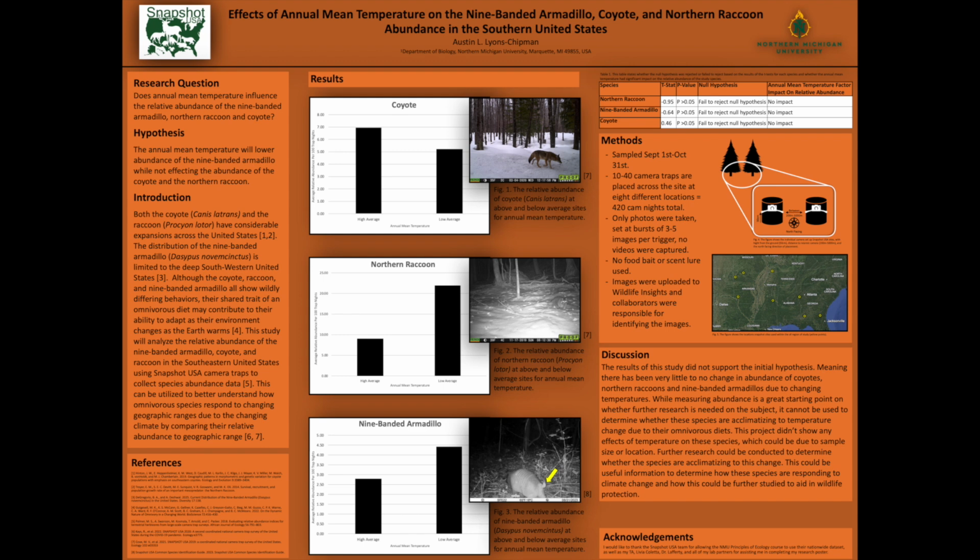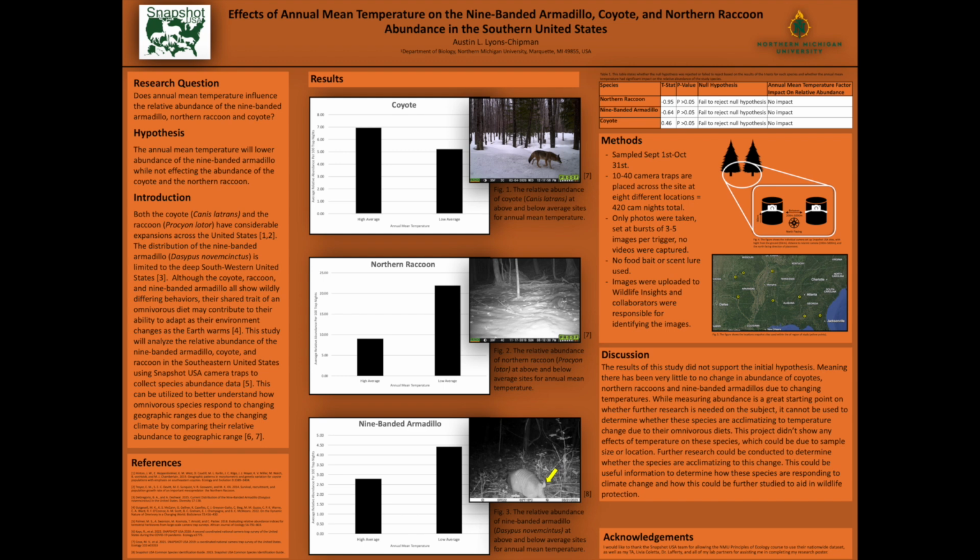For my data analysis, I calculated the number of detections per 100 trap nights for each of my species at Snapshot USA sites in the deep southeastern United States, and that collected data for the Snapshot project. I then used a t-test to determine whether my target taxa experienced changes in relative abundance between years due to changing climate.